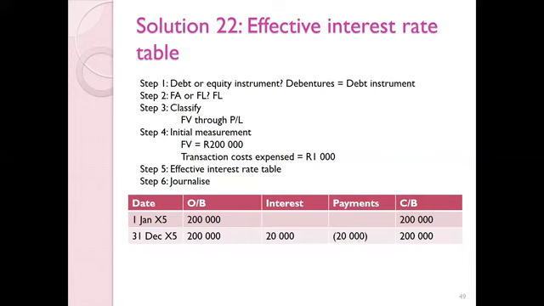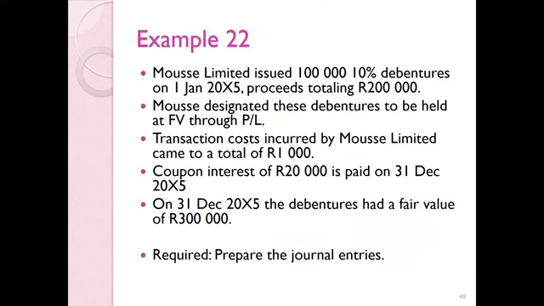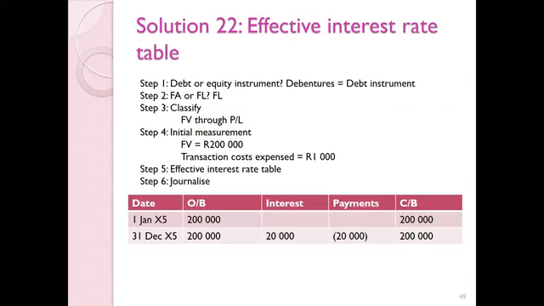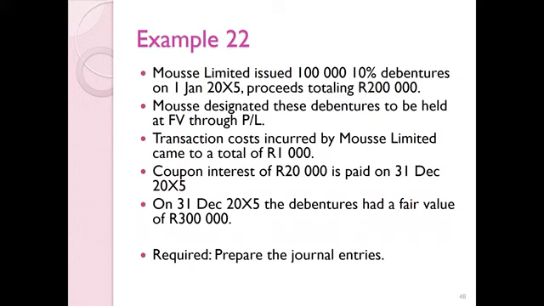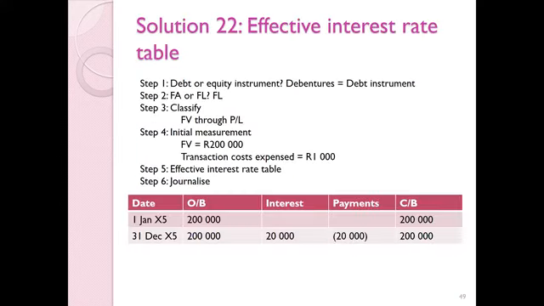The third step, we need to classify this financial liability. We're already told that in this question, they will be classifying it at fair value through profit or loss as per our second bullet point. The fourth step, because we are using fair value through profit or loss, we know that the transaction costs are going to be expensed. So our fair value is simply the value at which they were issued for, which was 200,000 Rand as per the first bullet point. And our transaction costs of 1,000 Rand are going to be expensed.